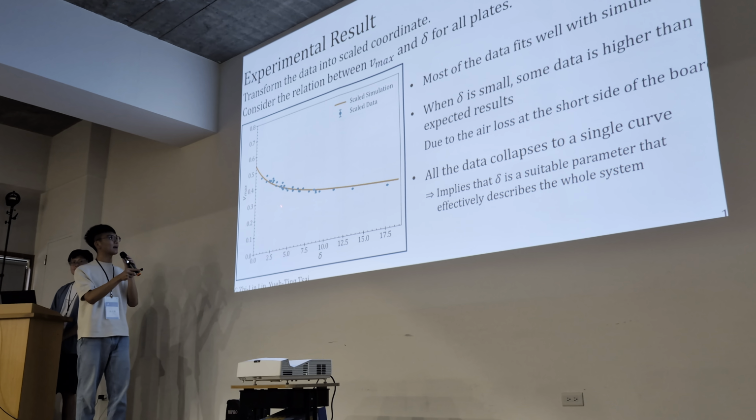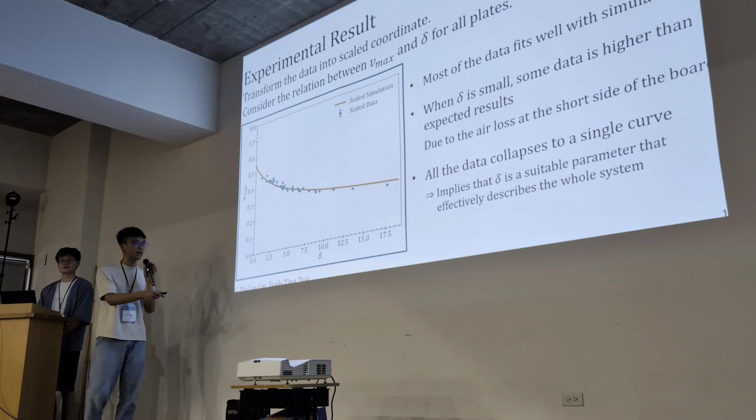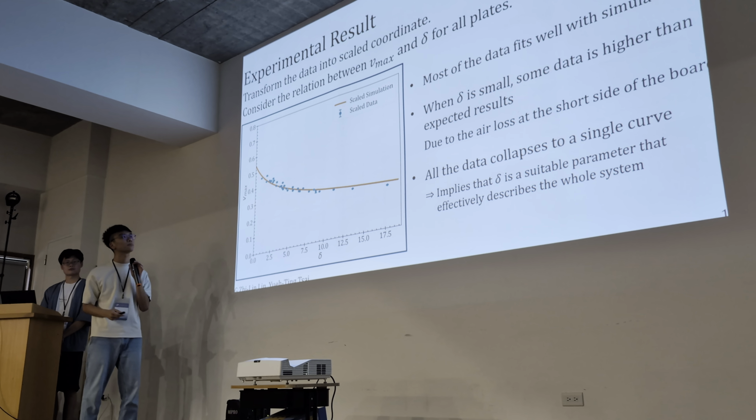And all the data will collapse into a single curve. We have 6 plates, but the 6 curves in the previous figure are in the unscaled coordinates. Here, they are all collapsed into a single curve. In theory, we claim that delta can suitably describe the whole system, and it's the only parameter that the whole dynamics depend on. And here's the proof: they all collapse into a curve, and delta can well describe the whole system.